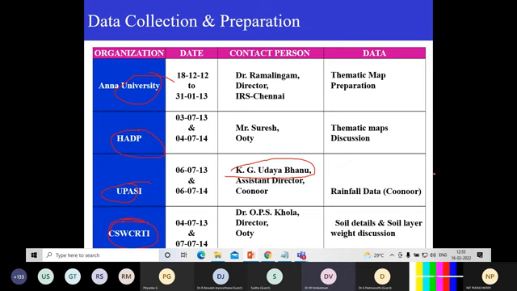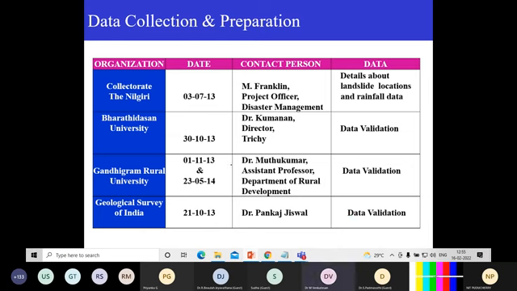They have classified the different types of soils, because even though there is heavy rainfall, the landslide will happen depending upon the soil nature only. So they have classified the soils, and these are the different experts who have contributed for data validation: Kumaran, director from Bharathidasan University Trichy, Muthukumar from Gandhigram Rural University, and Pankaj Jaiswal from the Geological Survey of India, who helped a lot.